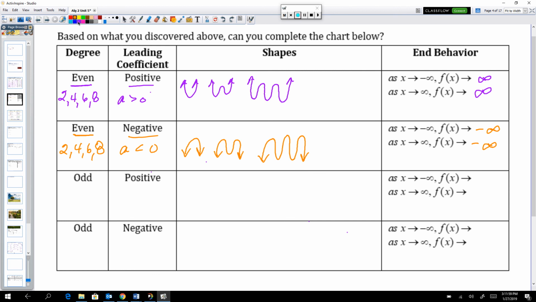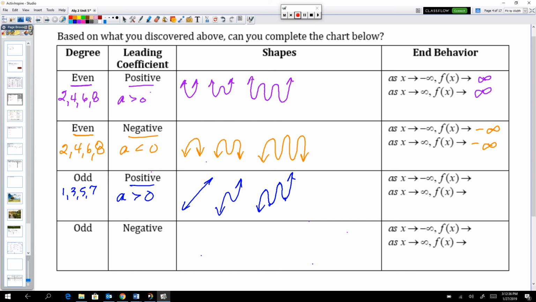Degrees that are odd, and when we say odd, of course, we mean 1, 3, 5, 7, etc., with a leading coefficient that is positive, look like this. A line looks like that. A cubic might look like that. Let me count my turns. 1, 2, 3, 4, 5, 6. Oops, sorry. Try that one more time. 1, 2, 3, 4, 5. 1, 2, 3, 4. So 4 turns cause a degree 5.